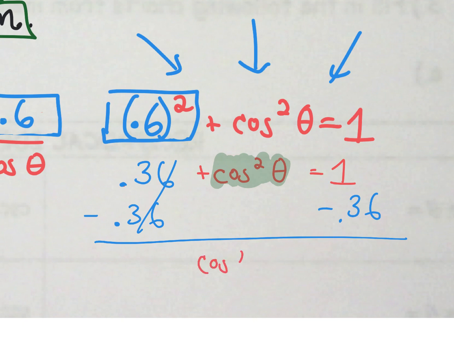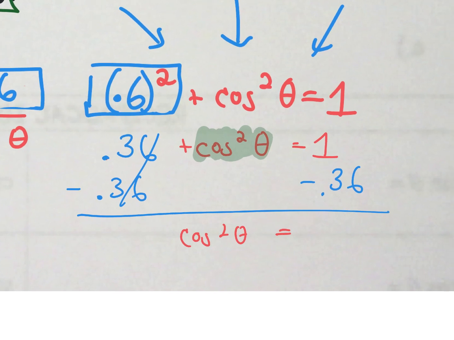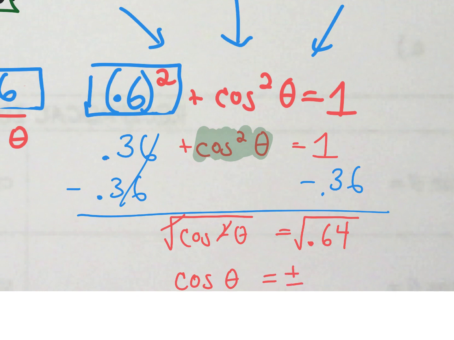So we have cosine squared theta equals 1 minus 0.36. That is 0.64. Do you remember how to get rid of a squared? Okay, remember when you square root both sides though? This is a throwback. You need that plus or minus. And then the square root of 0.64 is just 0.8.